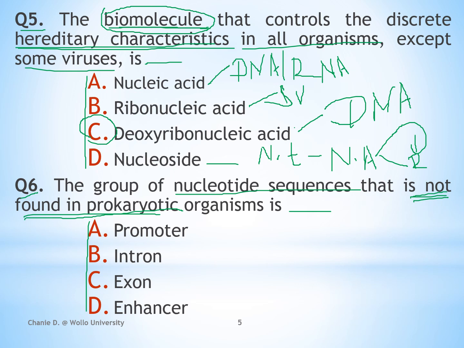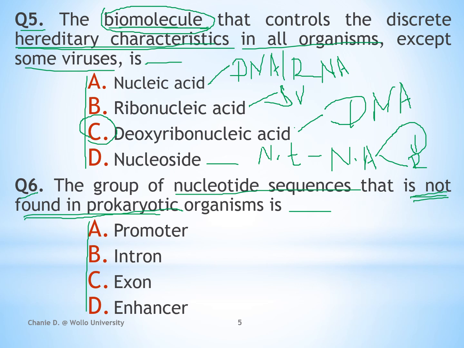Those cells have nucleotide sequences in their cell organelles and in their chromosomes. The nucleotide sequence consists of introns and exons. The introns are the non-coding sequence, while the exon is the coding sequence. But introns are not found in prokaryotes. Therefore, what is the correct answer for question number 6?